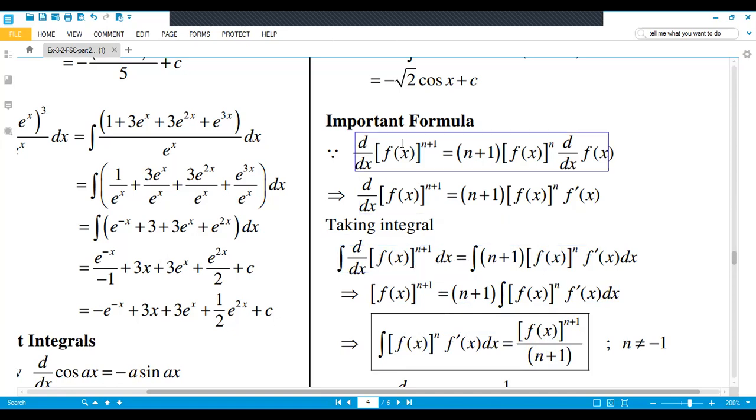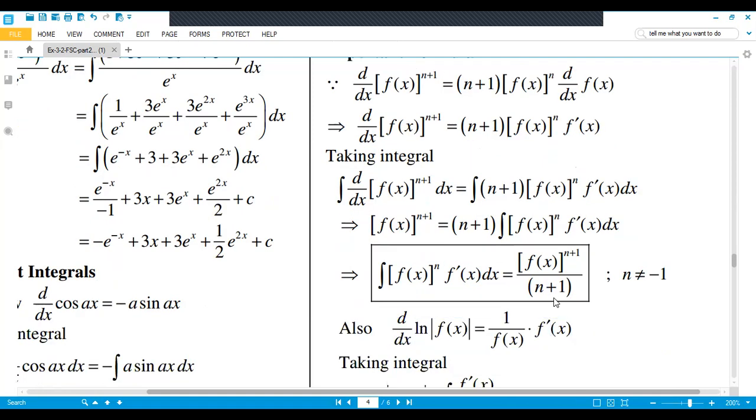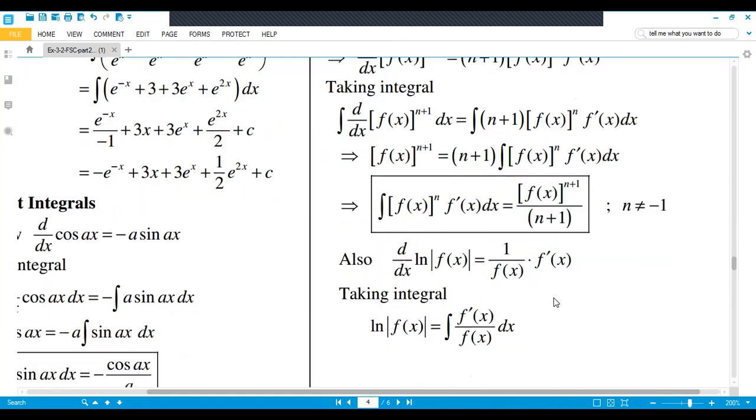So if you take the integral on both sides, n plus 1 comes as it is, and here f of x power n f prime of x dx. So it will be equal to f of x power n plus 1 divided by n plus 1.